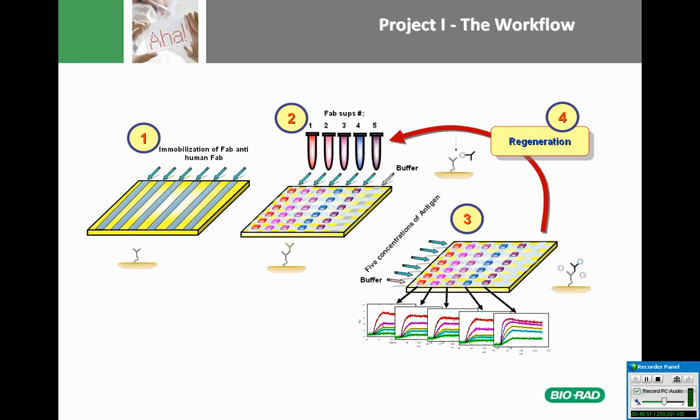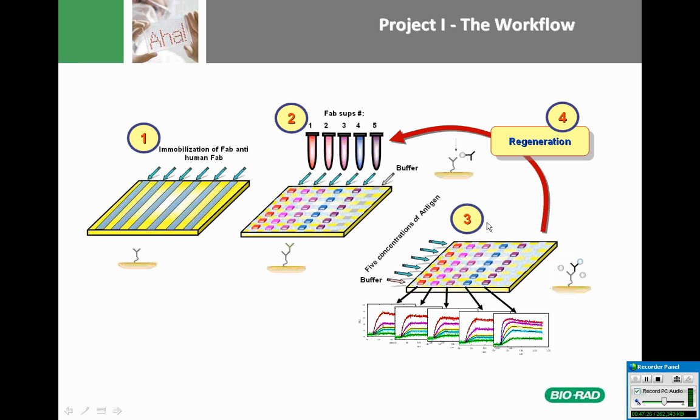So project number 1, if you remember, was just to screen out of the library the best Fabs having the highest affinity. So in the first step, we just immobilized a Fab anti-Fab on the chip, covalent immobilization. In the next step, we captured 5 different Fab soups. Those are the Fab fragments to be screened. So in one injection, you can capture 5 different soups. In the 6th channel, we injected buffer to be used as a reference.